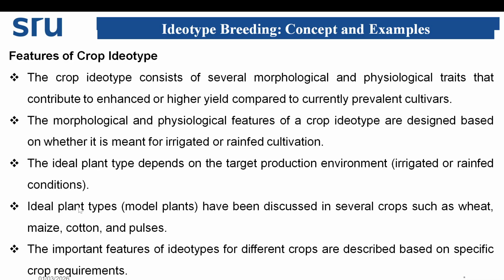The ideal plant types, that is model plants, have been discussed in several crops such as wheat, maize, cotton, pulses and some vegetables. The important features of ideotype for different crops. Now we will see one by one based on specific crop requirements.